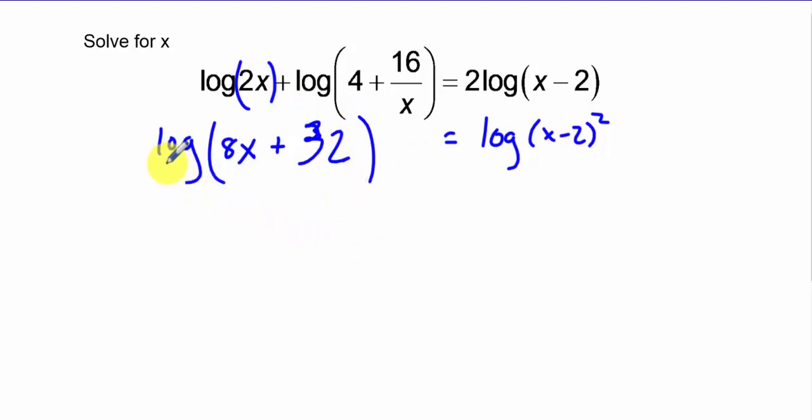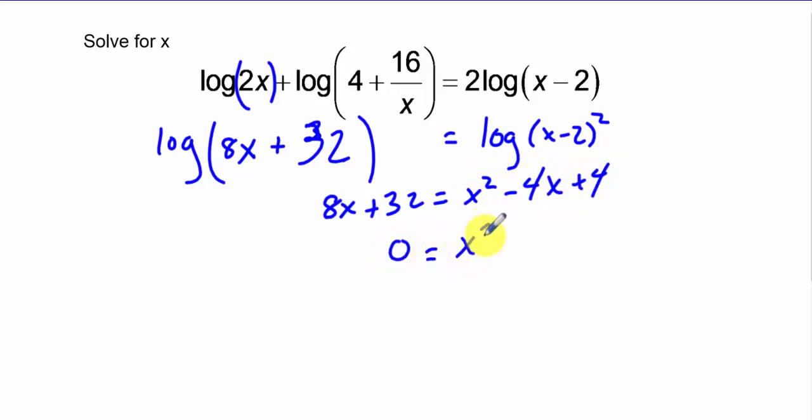I can now say I have one log on this side, one log on this side. Therefore, these two quantities must be equal. So 8x plus 32 is going to equal x squared minus 4x plus 4. Set it equal to 0. X squared minus 12x minus 28.